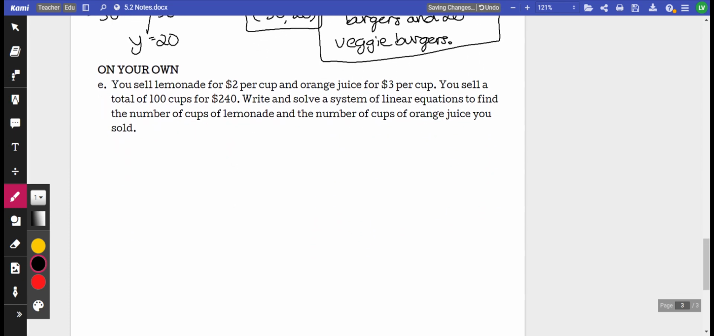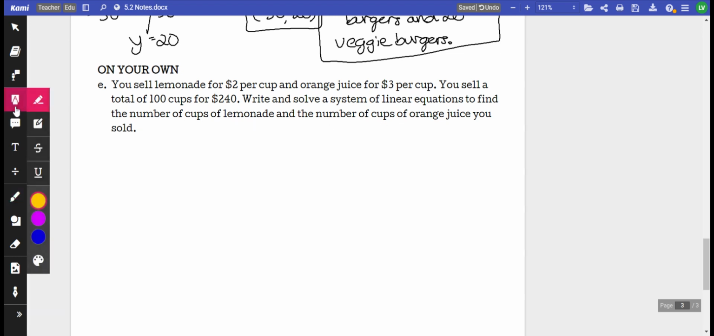So on your own, you sell lemonade for $2 per cup and orange juice for $3 per cup. You sell a total of 100 cups for $240. Write and solve a system of linear equations to find the total number of cups of lemonade and the number of cups of orange juice you sold. Okay, so let's take the important information. So lemonade is $2 per cup, while orange juice is $3 per cup. Well, you know that you're going to make $240, and you sell a total of 100 cups.